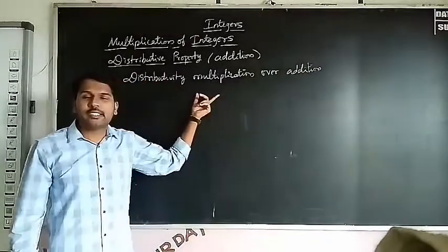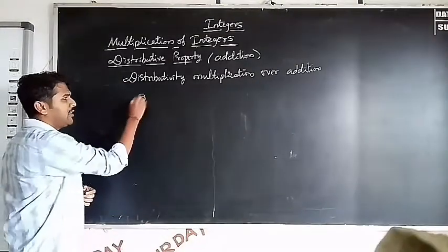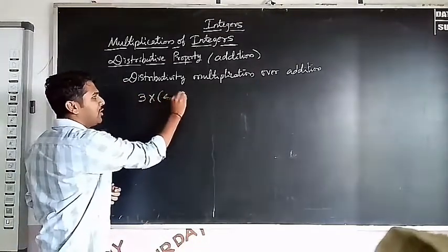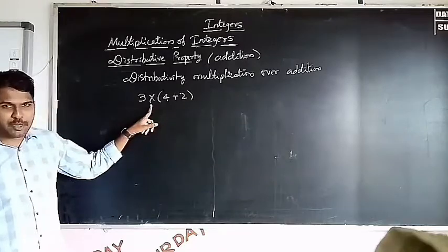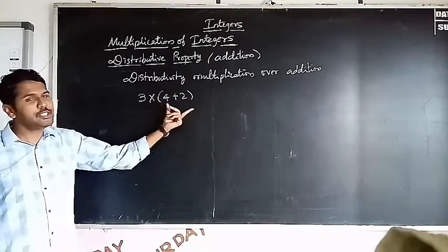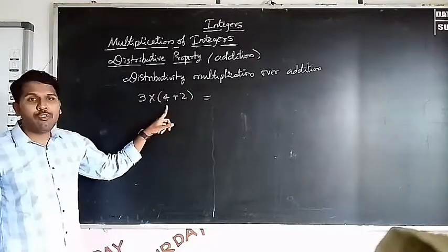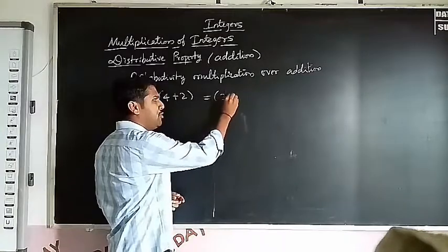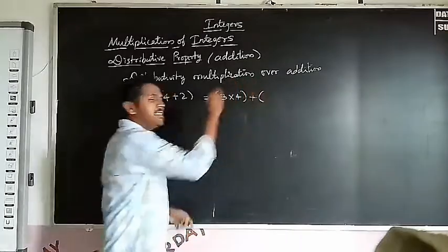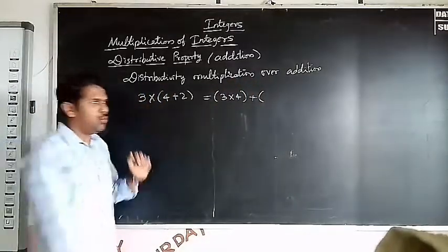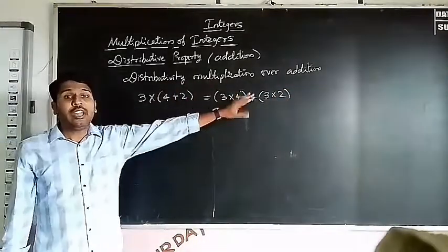In the last year we already studied distributive multiplication over addition for whole numbers, no? Take the example 3 into 4 plus 2. This is a multiplication over addition, no? How to write this one? These are whole numbers. First we should multiply 3 to 4, so bracket 3 into 4. Next plus sign is there, no? Write it plus. Next again multiply 3 into 2. 3 into 2. So this is a distributivity, multiplication over addition.